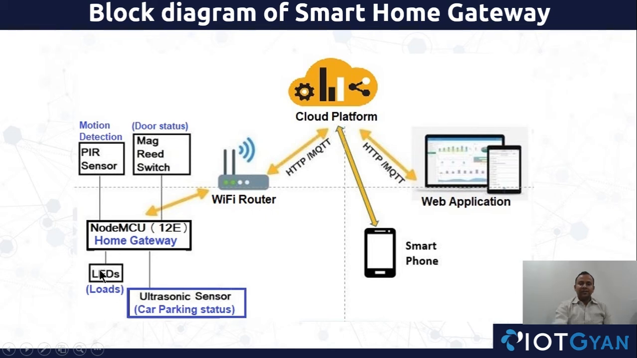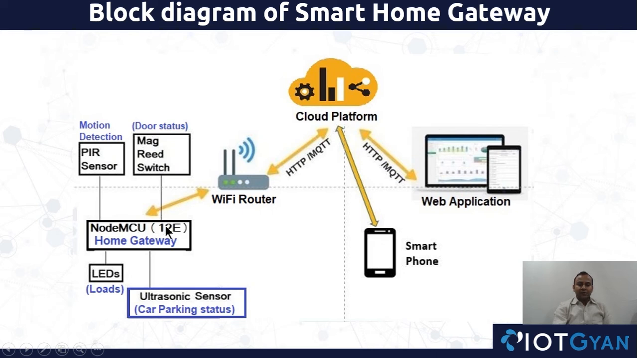The fourth component is the LEDs, which in a real scenario represent different gadgets and electrical devices like a pump, fan or air conditioner. I want to switch them on or off. All of these four things, whether the three sensors, 1, 2 and 3, or the actuator, everything I have connected to my NodeMCU, which is acting as a home automation gateway.